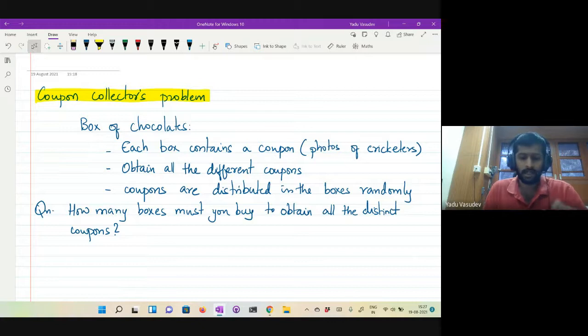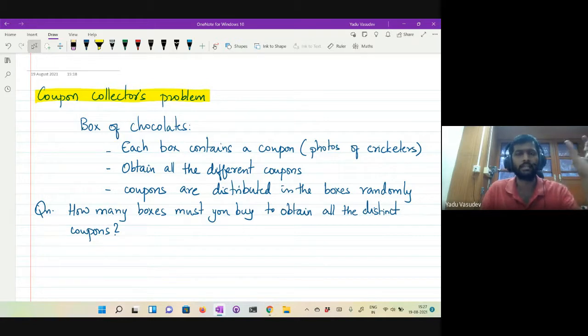Right? So the coupon collector's problem is usually stated as follows: you have different boxes of chocolates, or some objects, say chocolates, right? And each box contains a coupon, and you want to obtain all the different coupons, right? So there are an infinite number of boxes, but there are n coupons distributed in these boxes, and you want to get all the different coupons, right? And the only way you can get a coupon is to buy one of the boxes of chocolate. And if you buy a box of chocolate, then you're equally likely to see one of the n different coupons in that box, right? In other words, the coupons are distributed randomly among the boxes.